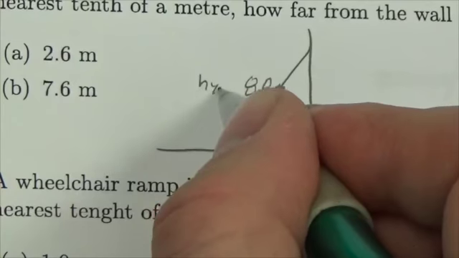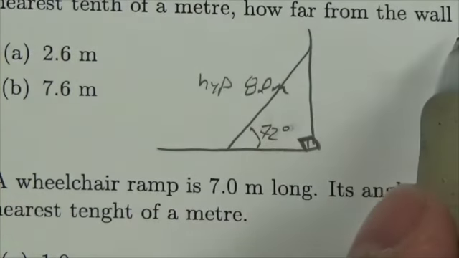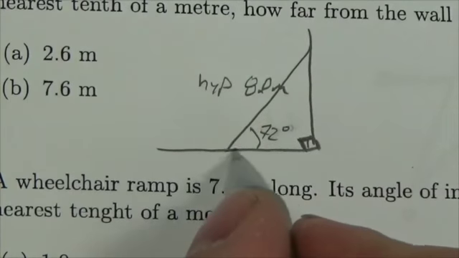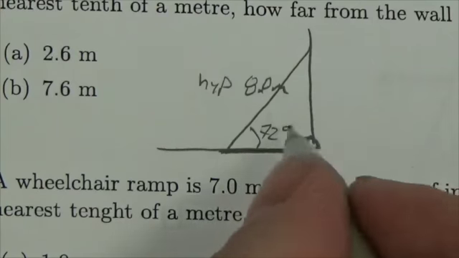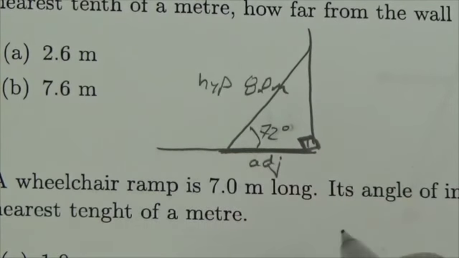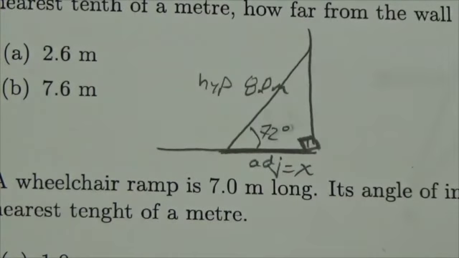This is our hypotenuse, the side opposite the 90. Now, the side that we're looking for is how far away from the wall is the base. Well, that part right there is what we use to help build this 72 degrees here. This must be the adjacent. Okay? So now let's call this x, because that's an unknown, but that's what we're looking for.